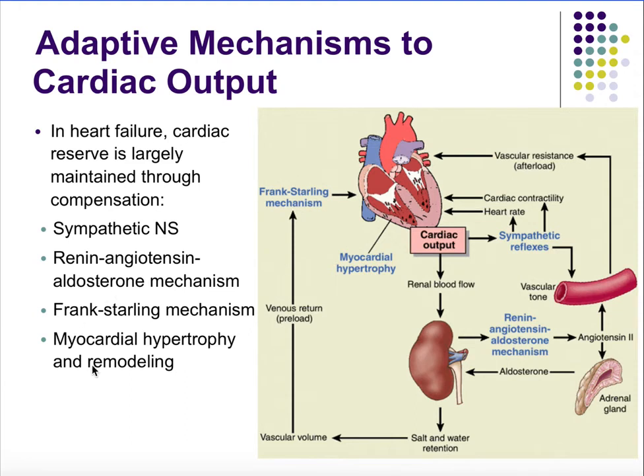And then we have myocardial hypertrophy or remodeling of the muscle. So the heart muscle, because of this increased demand, will actually begin to hypertrophy and increase in protein to try to meet the demands of the body. So different ways we can compensate. And we also see increased vascular tone, and that will also help with blood flow throughout the body.